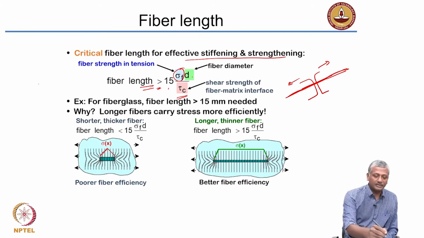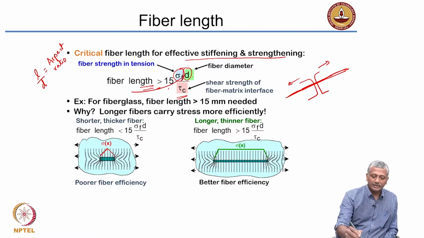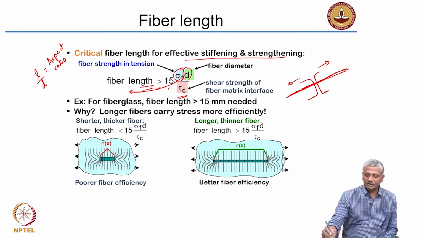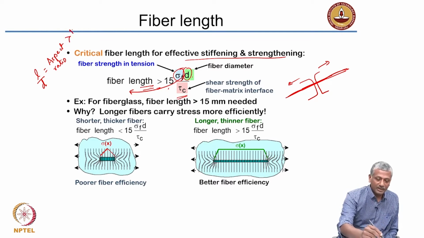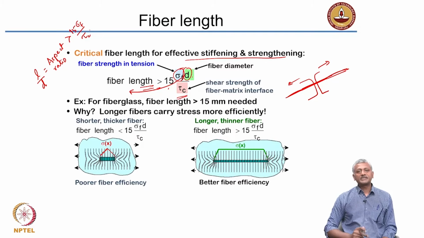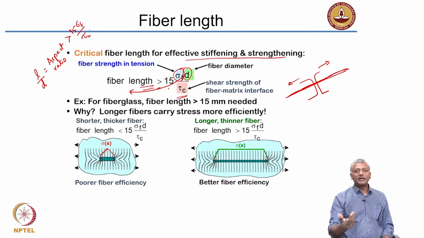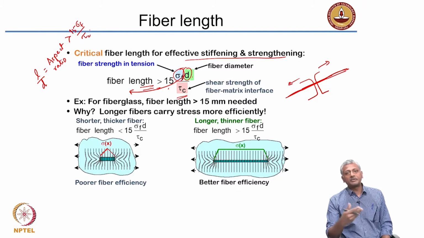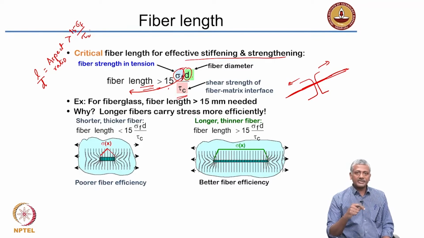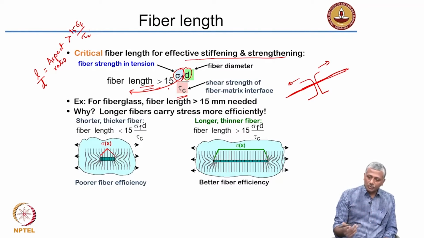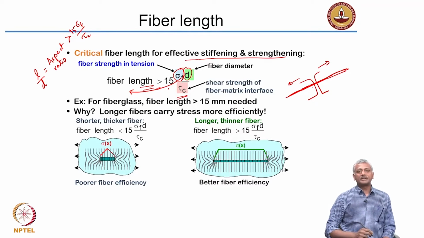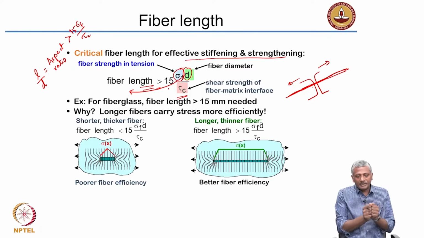Very often we define the length to diameter ratio as the aspect ratio of the fiber. So if you bring this diameter here, obviously it says aspect ratio should be greater than 15 times sigma f by tau c. Okay, obviously the shear strength of the fiber matrix interface will depend upon the kind of matrix that you have. For a polymer matrix it will be different, for concrete it will be different, and so on. But at the same time you need to ensure that you are choosing fibers that have a high enough aspect ratio to lead to an effective stiffening or strengthening of the material and effective holding of the cracks together.